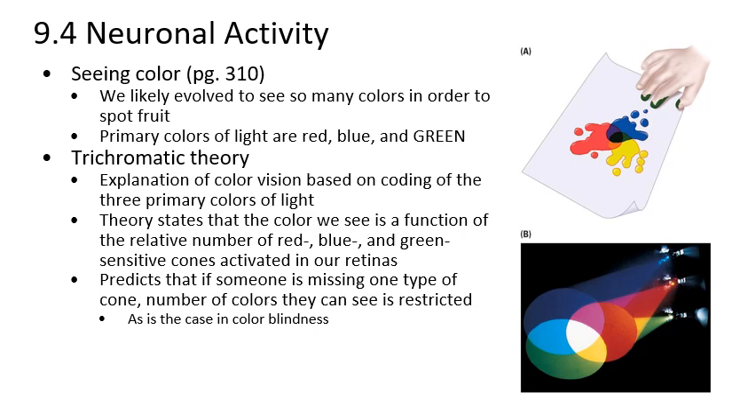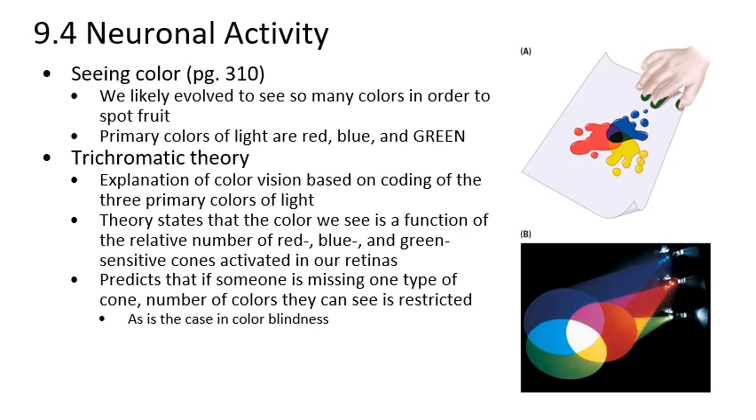So instead we'll talk about seeing color, which starts on page 310 in your book. We likely evolved to see color so that we could spot fruit. If you remember that we were initially hunter-gatherers, and being able to spot red fruit was very important to our survival. The primary colors of light, at least for the trichromatic theory, are red, blue, and green. Note that this differs from the primary colors in paint, which are red, blue, and yellow.